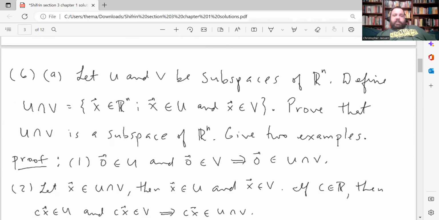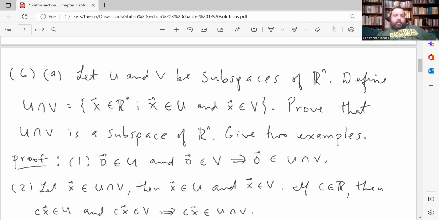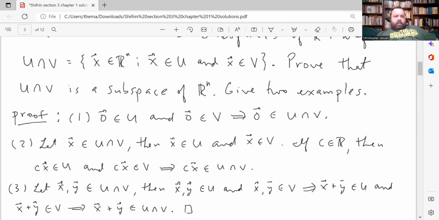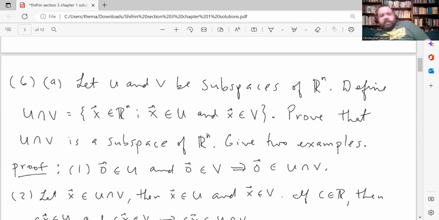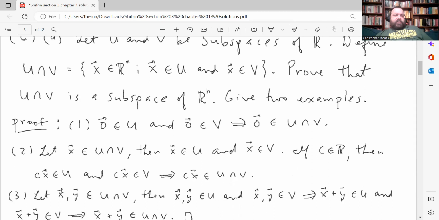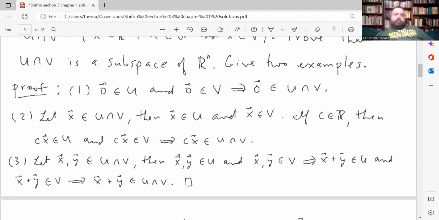All right, question number 6. There are multiple parts to this one. Part A says, let U and V be subspaces of Rn. Define U intersect V to be, hopefully you know what intersection means, the set of all x that are common to U and V. Prove that U intersect V is a subspace of Rn, and give 2 examples. I didn't give examples, I just did the proof, but we can come up with some examples in a second.